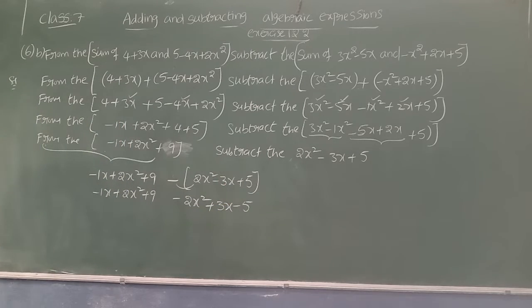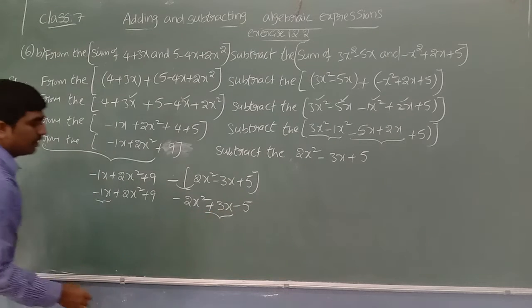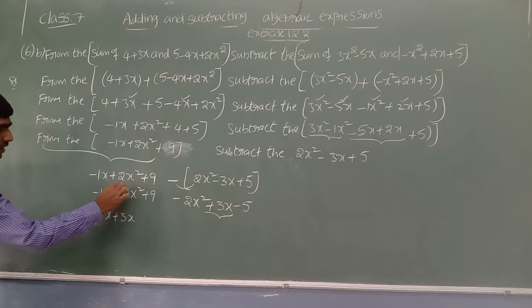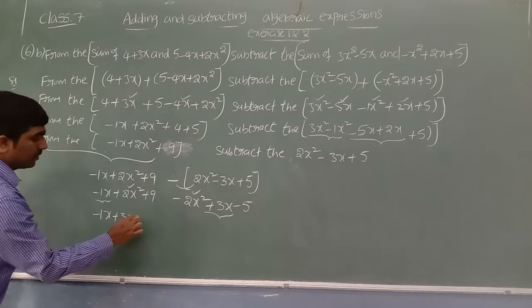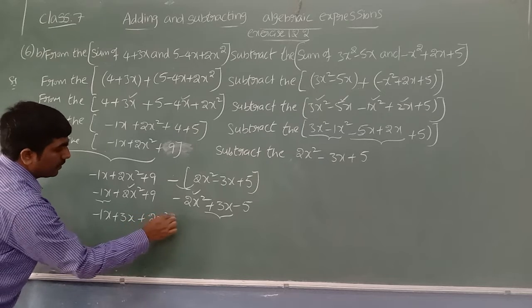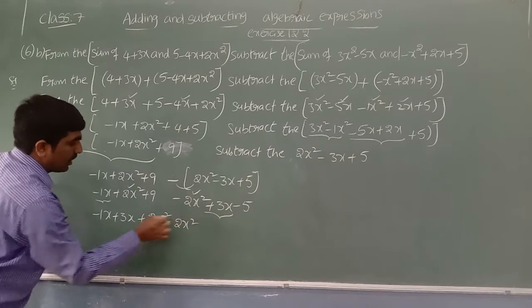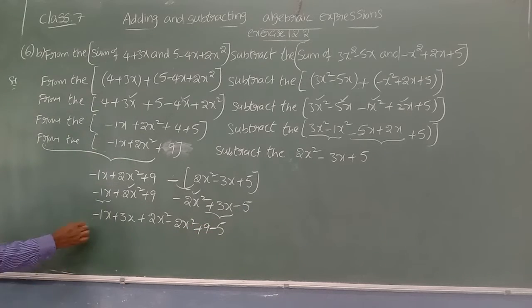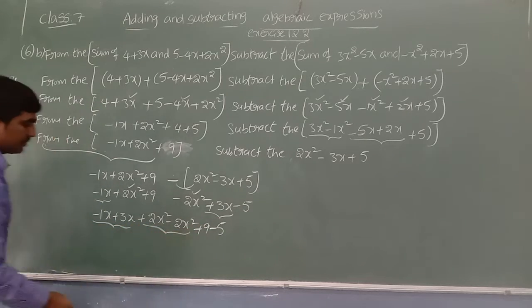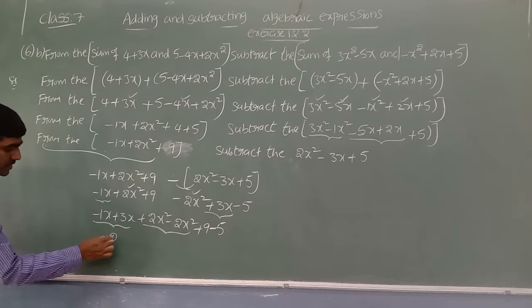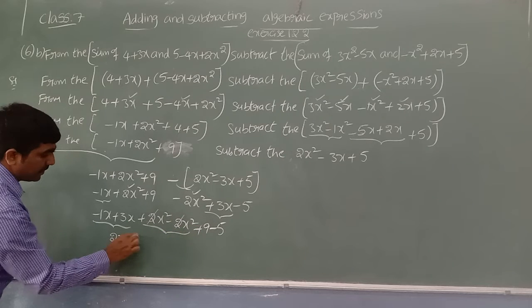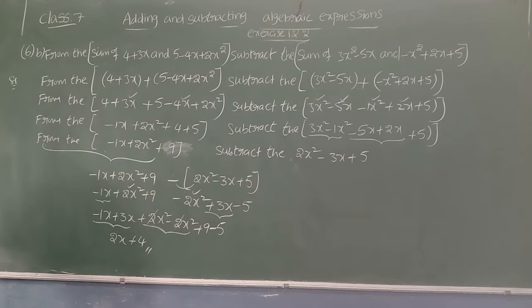Now you make a group of like terms again. See here the x terms: minus 1x plus 3x. The x power 2 terms, make a group: plus 2x power 2 minus 2x power 2. And the constants: plus 9 minus 5. Both are like terms. Minus 1 plus 3 coefficients gives plus 2x. Plus 2 minus 2 is 0. Plus 9 minus 5 is plus 4. That is the way you can simplify.